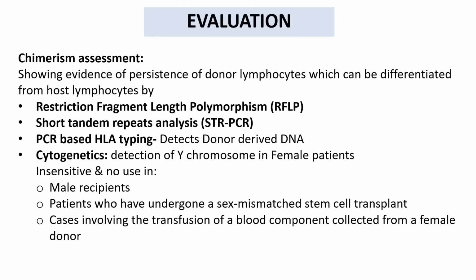Chimerism assessment is done by showing the evidence of persistence of donor lymphocytes, which can be differentiated from the host lymphocytes by the following techniques: restriction fragment length polymorphism, the RFLP, and short tandem repeat analysis, STR, with PCR. Another method is the PCR based HLA testing, which detects the donor derived DNA. Cytogenetics can also be done for detection of Y chromosome in a female patient. But cytogenetics is insensitive and is of no use in male recipients, patients who have undergone a sex mismatch stem cell transplant, and the cases involving transfusion of a blood component collected from a female donor.